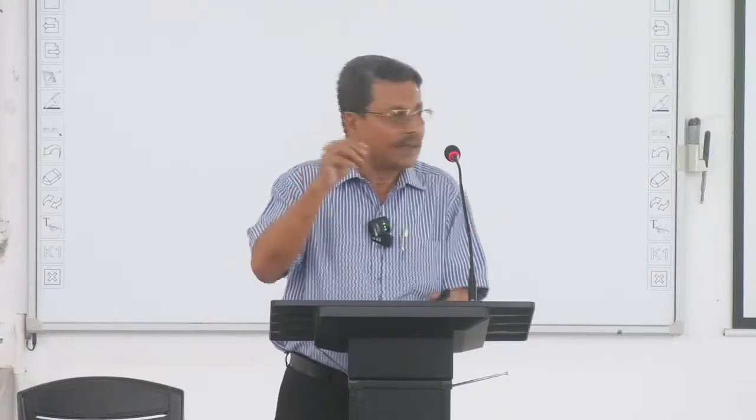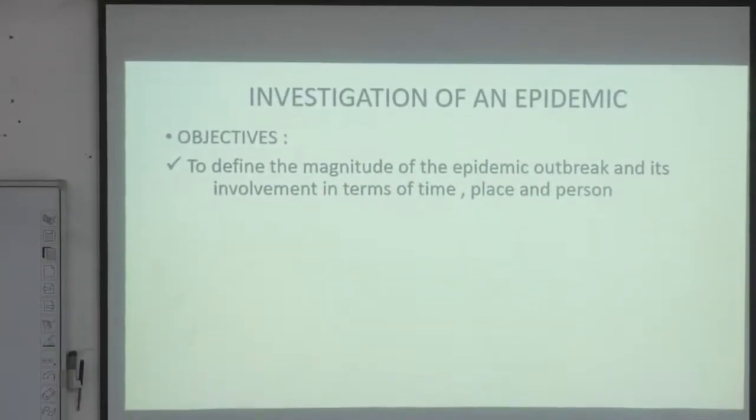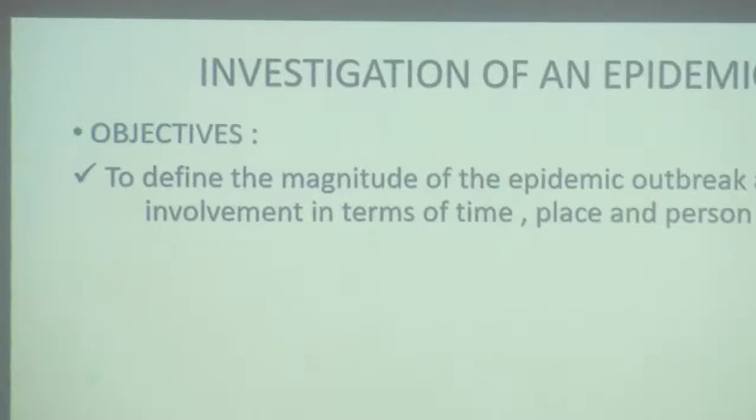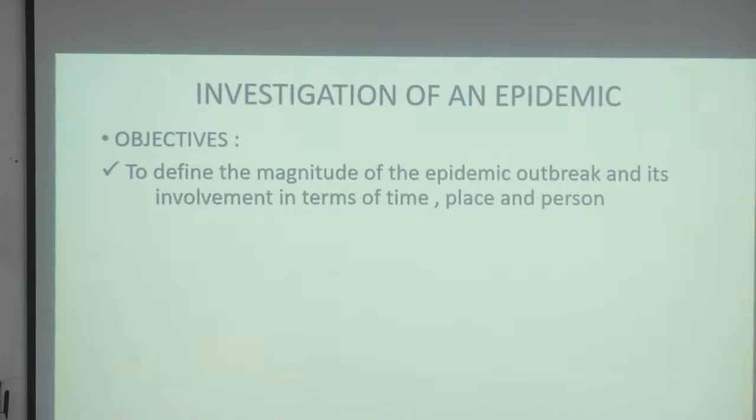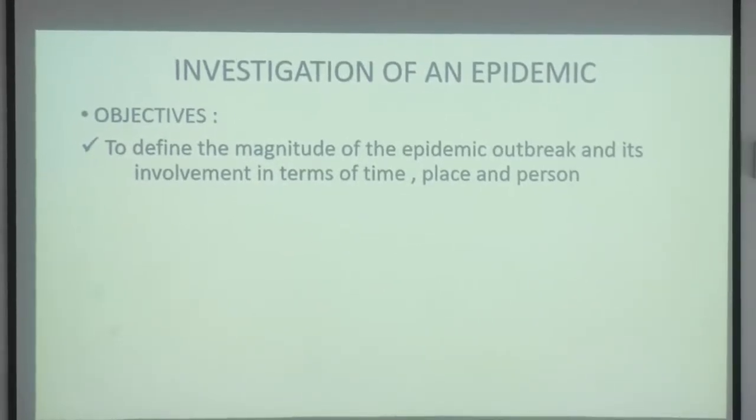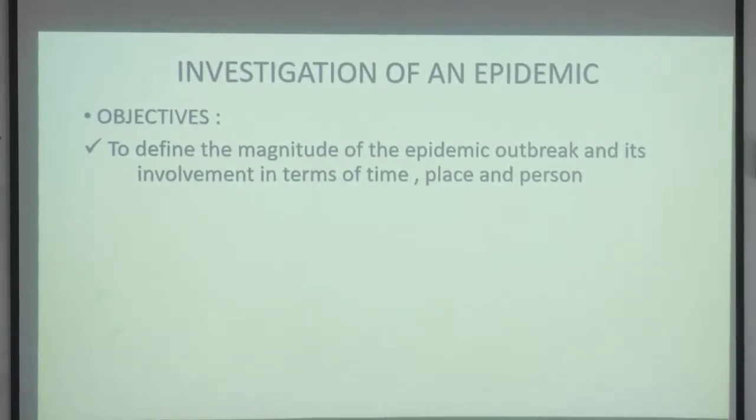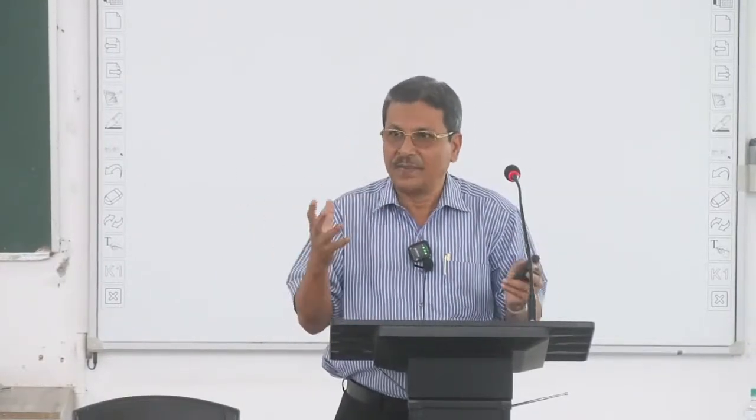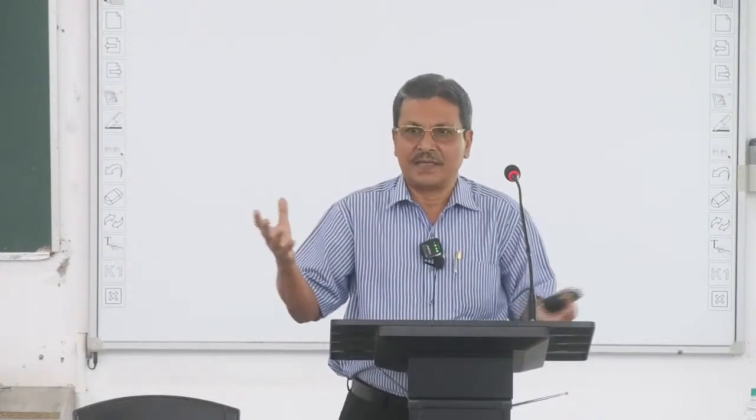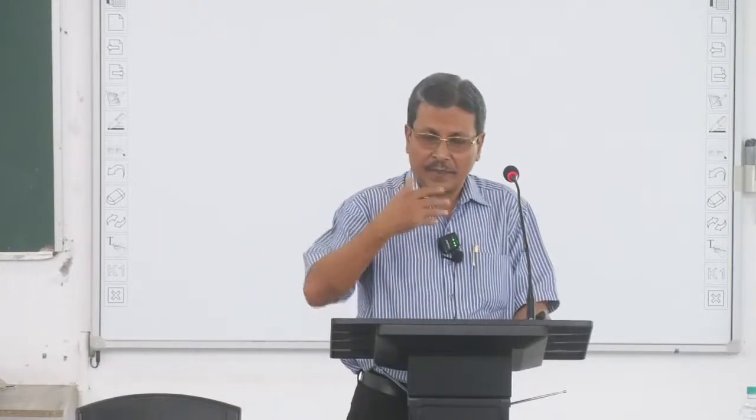So for any investigation also, there are some objectives. The first is to define the magnitude of the epidemic outbreak in terms of time, place, and person. Probably you remember from the initial epidemiology classes, these three terms are very important: time, place, and person. In which time it occurs, in which place it occurs, and how many persons are involved. So in epidemiology, any disease, we usually describe in terms of time, place, and person. How much magnitude is there? Suppose the magnitude of COVID was very, very vast. It affected not only different countries, it affected most of the population in a particular defined area.